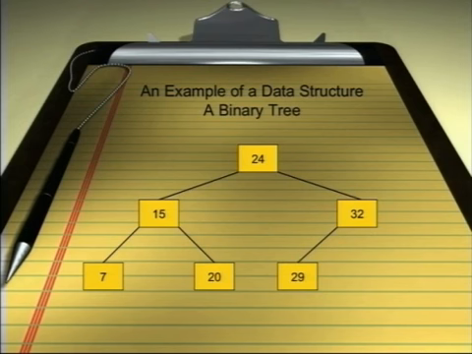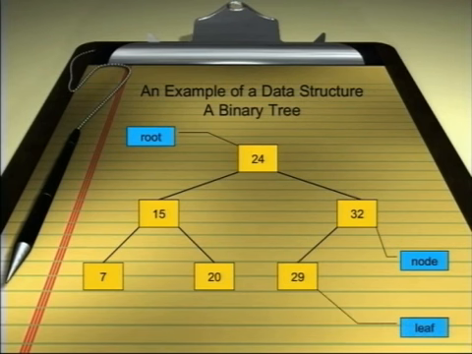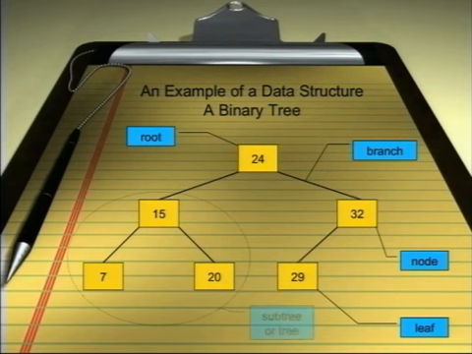upside down compared to what we would think of as a regular tree, because a binary tree has its root at the top. It has nodes that contain information. In this case, they're containing numbers. The end nodes are known as leaf nodes. They don't have anything leading from them. There's links between the nodes called branches.